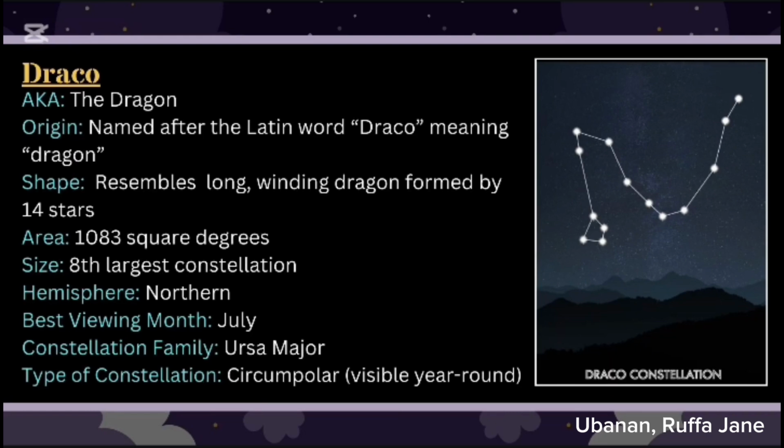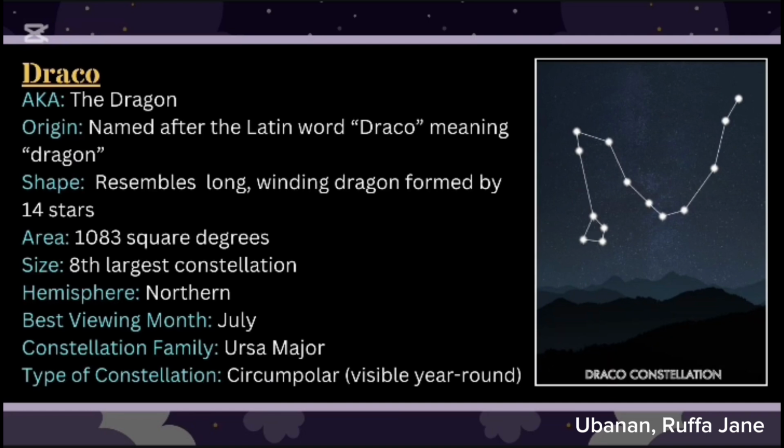Draco is a large constellation covering 1,083 square degrees of the sky. It's the 8th largest constellation in the sky, and it's located in the northern hemisphere. The best time to view Draco is during the month of July. It is part of the Ursa Major constellation family, which means it's located near the constellation Ursa Major in the sky. Draco is a circumpolar constellation, meaning it's visible year-round from the northern hemisphere.